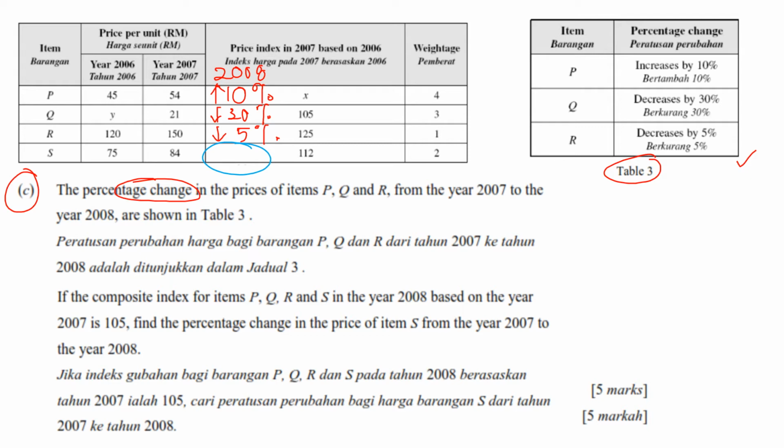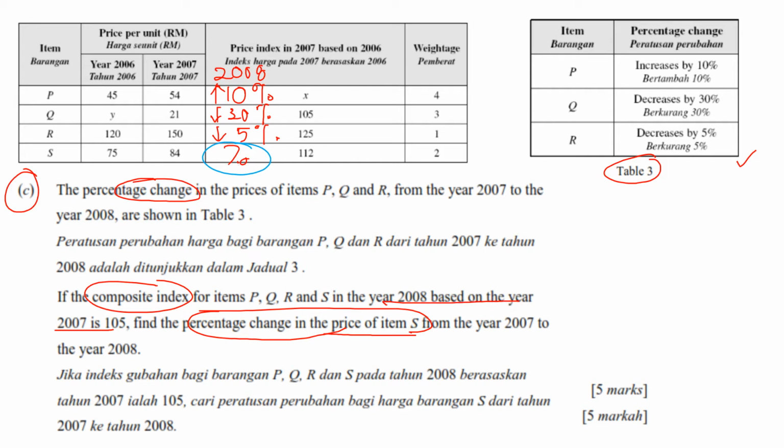If the composite index, the question says, if the composite index for items P, Q, R, and S in the year 2008 based on the year 2007 is 105, find the percentage change in the price of item S from year 2007 to year 2008. Meaning that the question is asking for this. So what do you need to understand here?